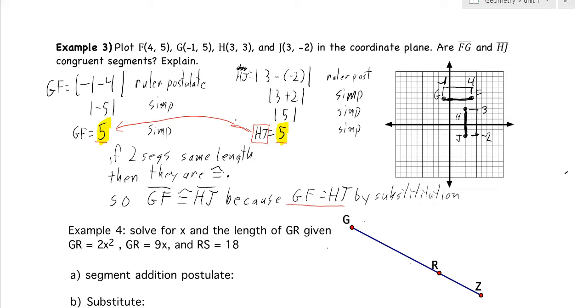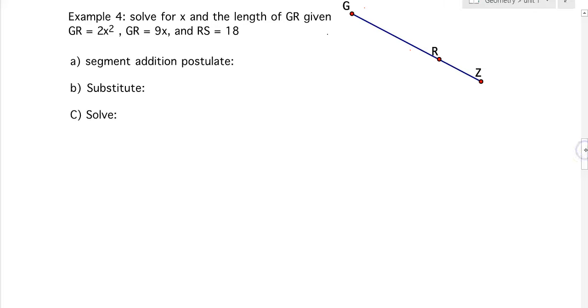And let's go down to do our last example, example 4. Solve for x in the length of GR given that GR is 2x squared.